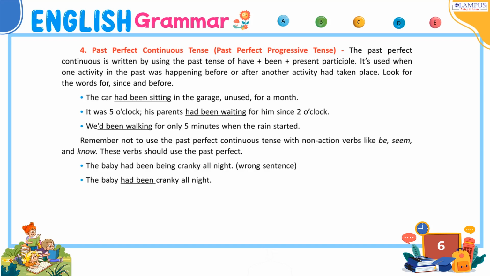Remember not to use the past perfect continuous tense with non-action verbs like be, seem, and know. These verbs should use the past perfect. The baby had been being cranky all night. Wrong sentence. The baby had been cranky all night.